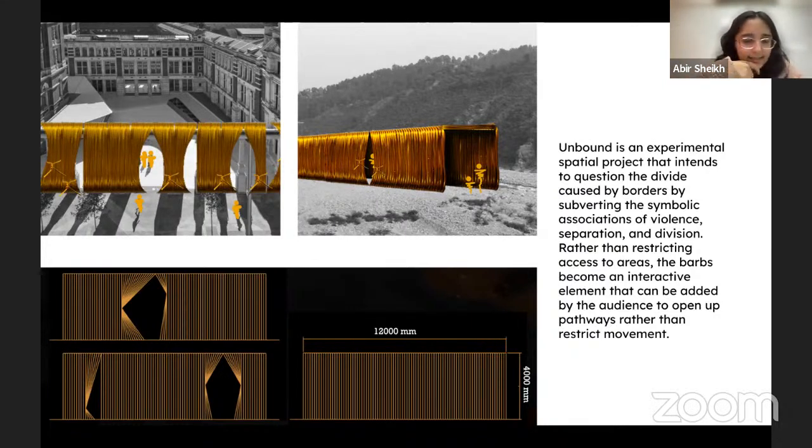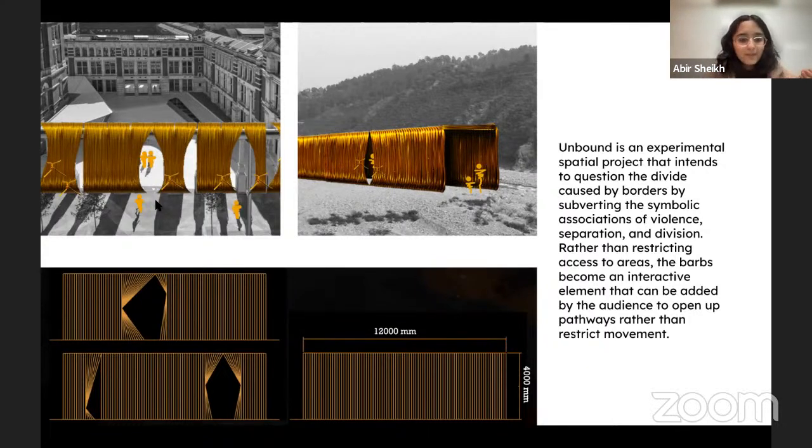In this project, you can see that I made a barbed wire structure, and this is speculative. I place it wherever there are boundaries, such as borders of countries, borders of cities, very important border spaces, or even borders between private and public spaces. In that place, there is an installation inspired by barbed wire, and people can come and add barbed wires, not to restrict people's movement, but to add spaces where people can move. As you can see, by adding a barbed wire here and grouping this together, you create a pathway for people to go through and not to restrict people.